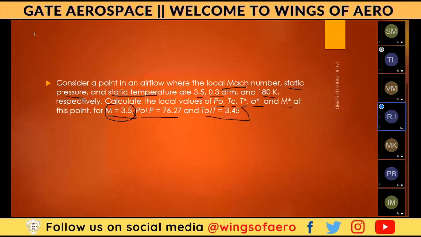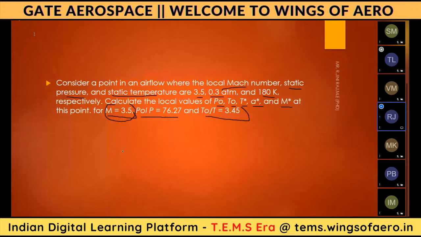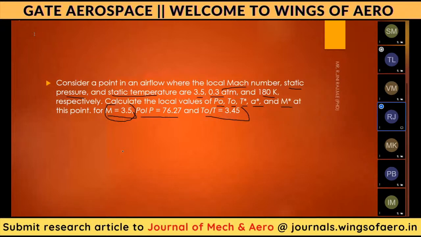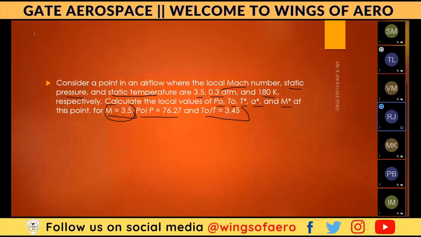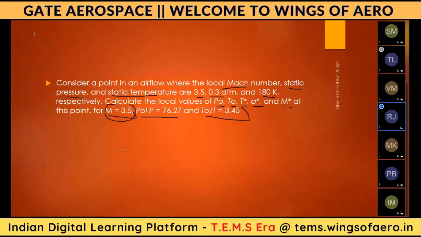So what you have to find is the P0 value, T0 value, T star value, then A star value, then finally M star value. No need to change the pressure values, that is 1 atmosphere into bar or something. Just keep it the same, in atmospheric unit only. Please solve the questions and tell the answers. If you have any doubt, you can ask me.